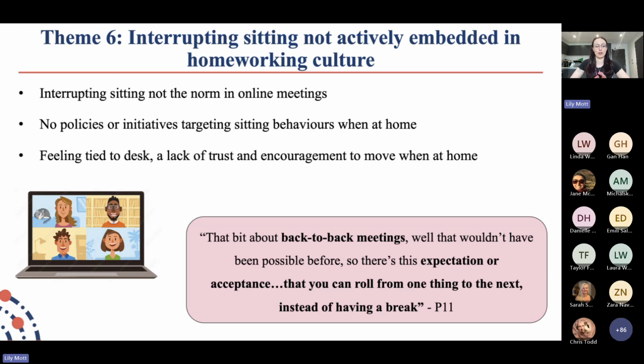There also weren't any policies or initiatives targeting sitting behaviours when at home, and in conflict to what I just said, some people did feel there was a lack of trust with their employer, so that they felt guilty when they would step away from their desk. And that brings up the presence of subcultures even within teams. So it really was dependent on what team they were working in. Obviously, when we work from home, we do work in silos from one another, which makes it a bit more complex. And there was just a general lack of encouragement to move when people were at home.